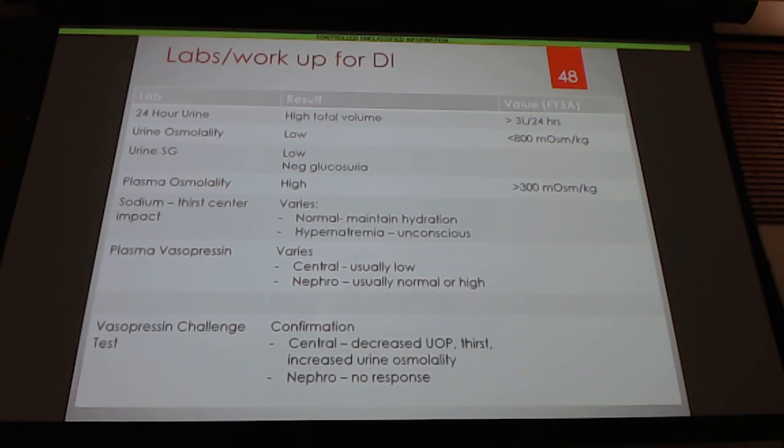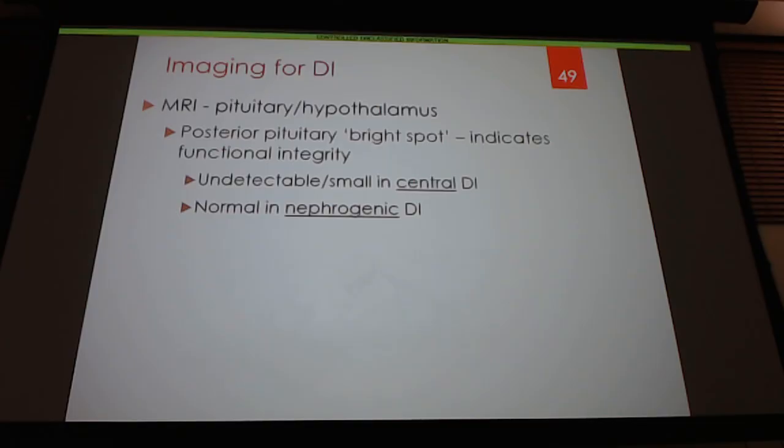Imaging. What imaging do you think we could order for a patient who might have diabetes insipidus? Yeah, MRI. We could look at the brain, the pituitary. This slide won't be on the test, but I think it's just important to know. It's called the bright spot, and the signal indicates the posterior pituitary is small. So remember, it's small. If it's undetectable or small, then that could mean it's a central problem. If it's normal, it can point to a nephrogenic problem. But I won't quiz you on this.